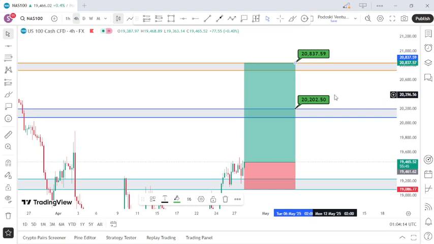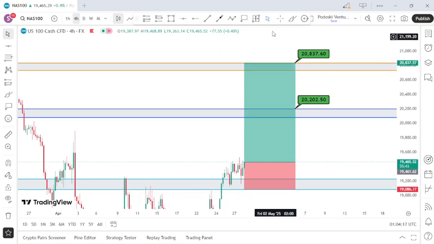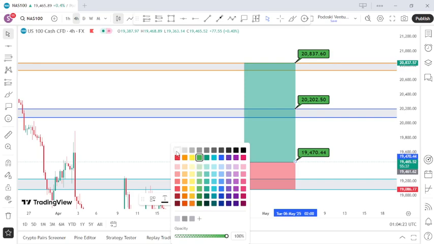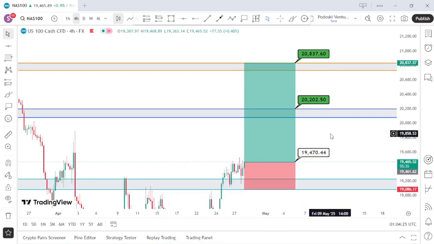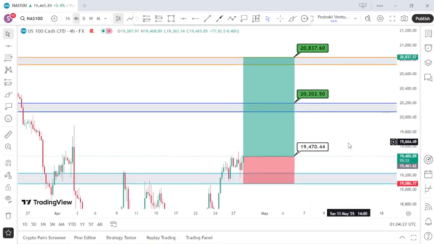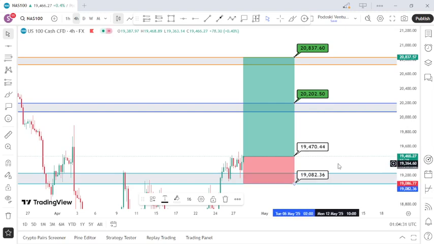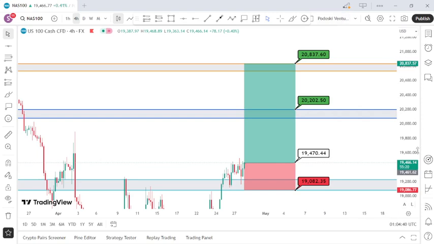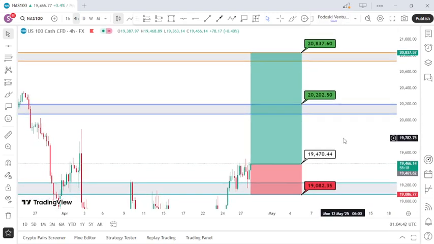And if you are in the WhatsApp community, you know that we are already in a NAS 100 trade, which is floating in profit already. We took that trade last week. So this is just adding to the list. So this will be the first buy on NAS 100.